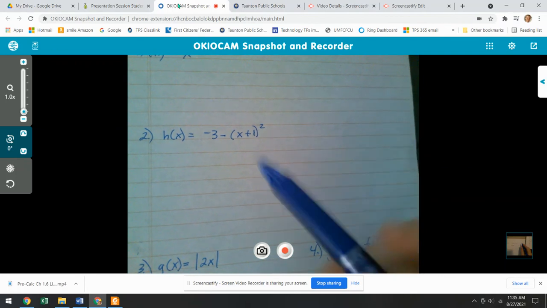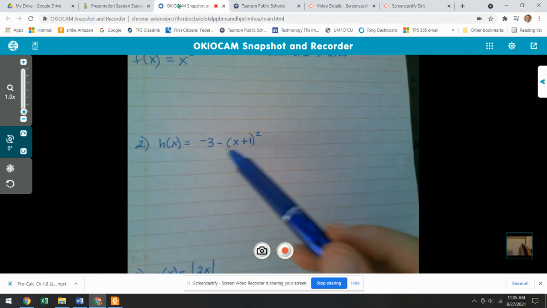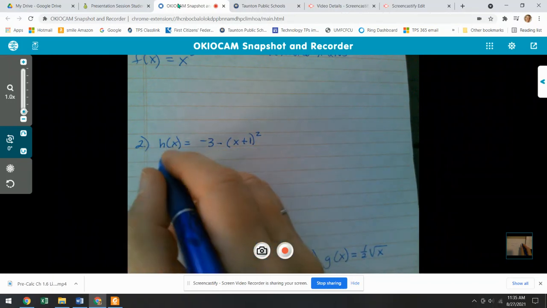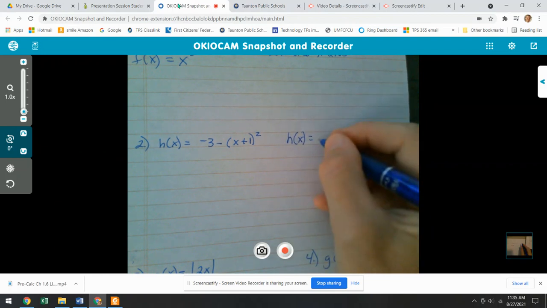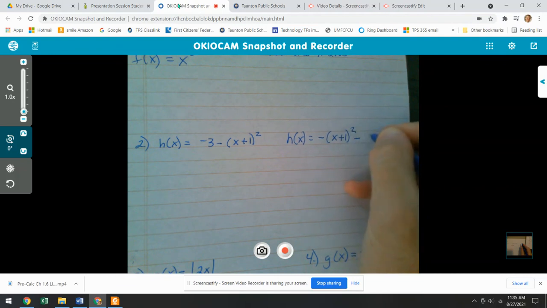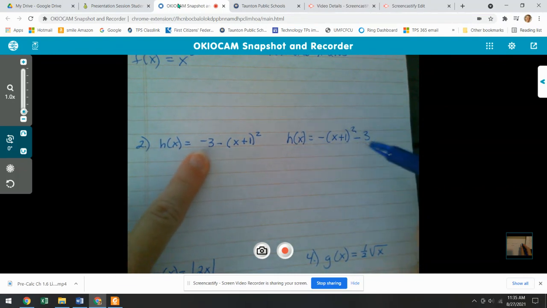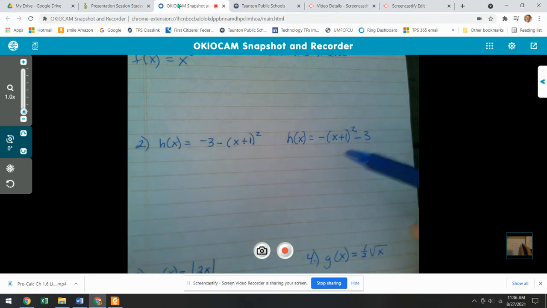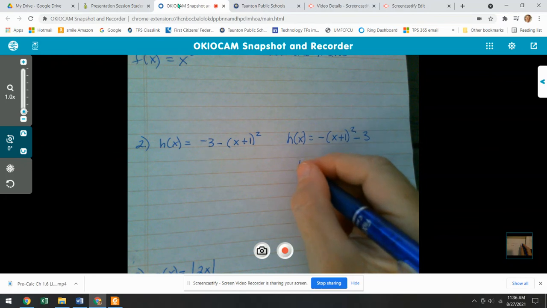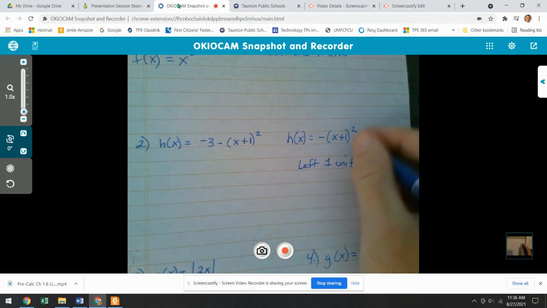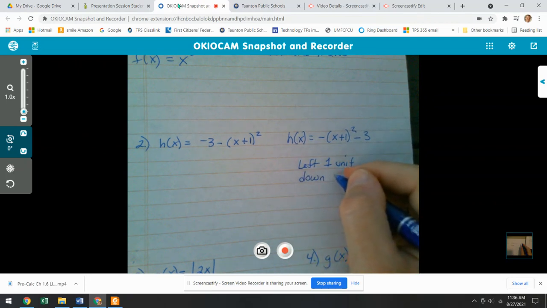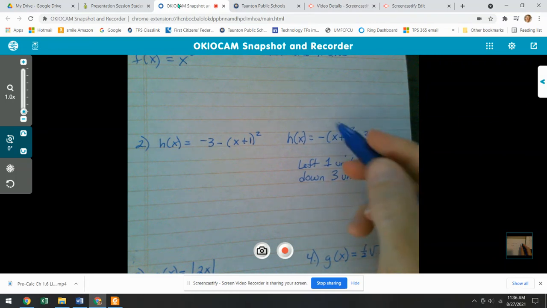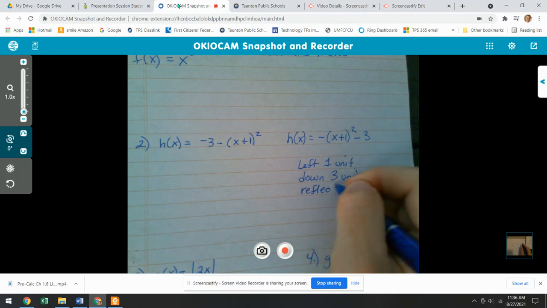For number 2, this one seems a little funky. When I first looked at it, I was like, okay. And what I want you to realize is you could rewrite it as negative x plus 1 squared minus 3. That's legal. The 3 is negative here, it's negative there. The x plus 1 is being subtracted in the way that they gave it to us, it's being subtracted here. So that's the same. And for me, the way that my brain works, this is easier to process what's going on. We have a plus 1, so it's going to be shifted 1 unit. We have a minus 3, so it's going to be shifted down 3 units. And then we have this minus sign out front, so it's going to reflect across the x-axis.